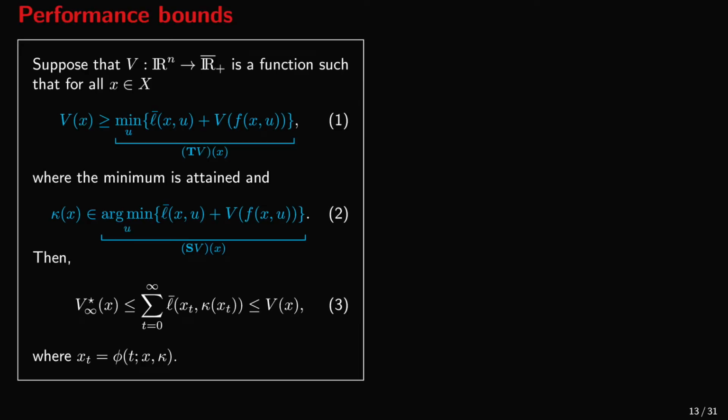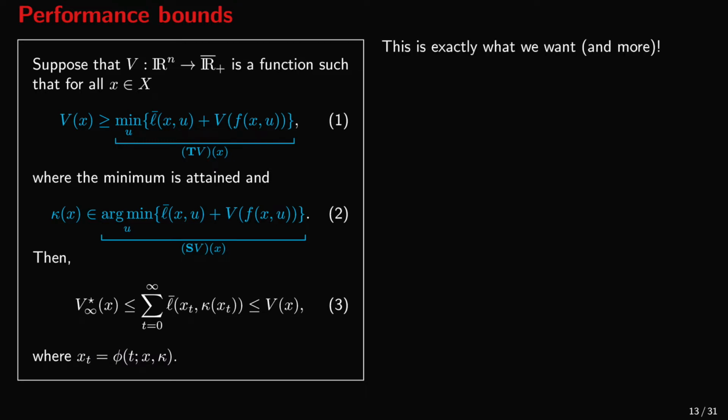Let's have a look at this result. It says that if we can find an extended real-valued function v such that v is above Tv and the minimum is attained at a kappa of x, then the value function of the infinite horizon optimal control problem is bounded above by that function v. Additionally, the infinite horizon cost with that controller kappa is between v infinity star and v. This infinite horizon cost is a measure of the performance of the closed loop system with the controller kappa.